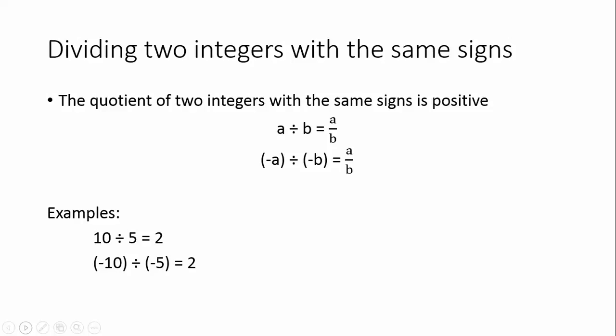Next, we have the rules for dividing two integers with the same signs. So the quotient of two integers, remember quotient means the answer to a division problem. The quotient of two integers with the same signs is always positive. So for example, a divided by b, that's a positive integer divided by another positive integer, you would get positive a over b. And in the second example, a negative a divided by a negative b, you would still get positive a over b. And in the examples, again, two different problems with the same answer. 10 divided by 5 is 2, and negative 10 divided by negative 5 is also 2.